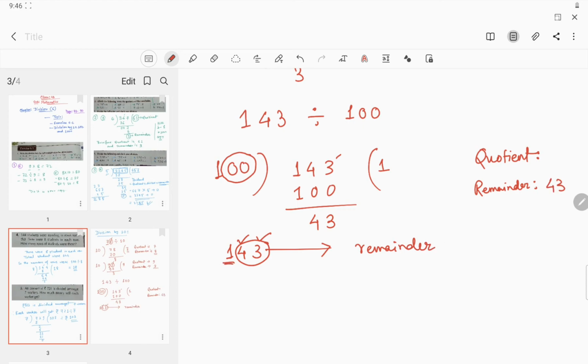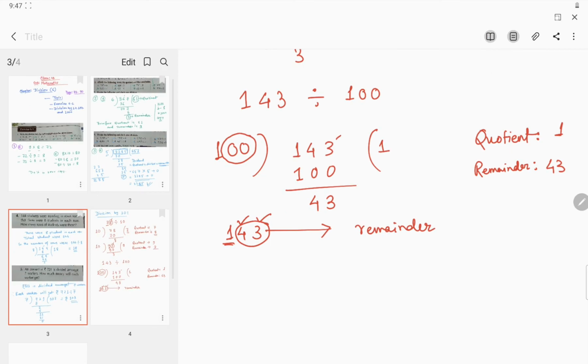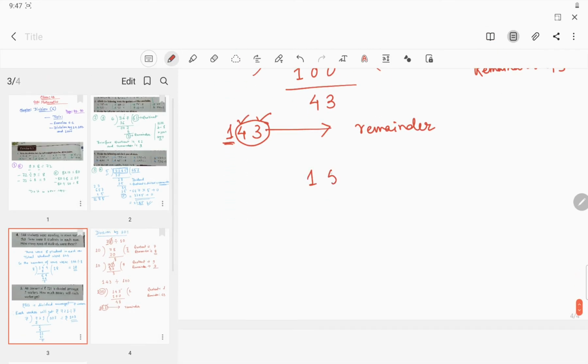And the quotient will be the remaining part, that is 1. So when you divide by 100, the ones place and the tens place together will form the remainder, and the remaining part will be your quotient. Similarly, when you divide 1567 by 1000, you will get 567 as your remainder.